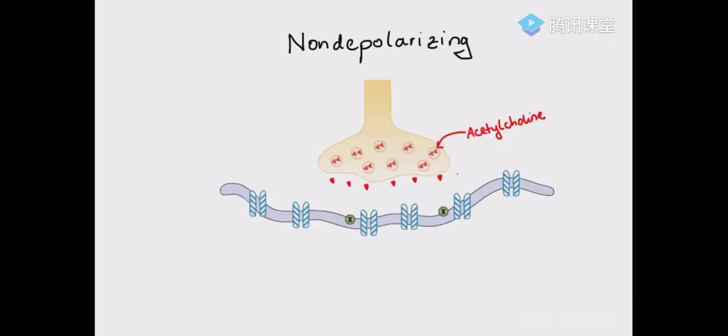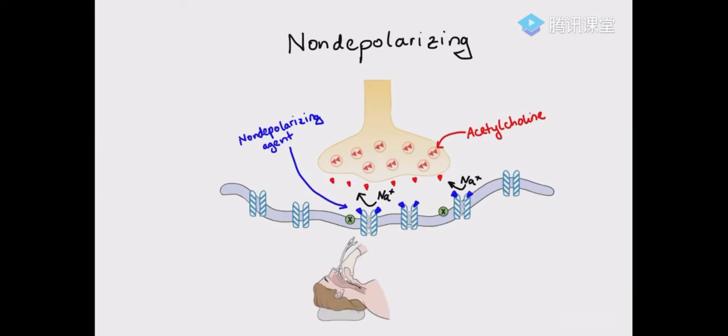These agents are competitive antagonists. They bind to acetylcholine receptors, but they don't induce ion channel opening. What that means is that they prevent depolarization of the muscle cell membrane and thus effectively inhibit muscle contraction. In clinical practice, these agents are used to facilitate mechanical ventilation and tracheal intubation, as well as to increase muscle relaxation during surgery, which allows for lower doses of general anesthetics.